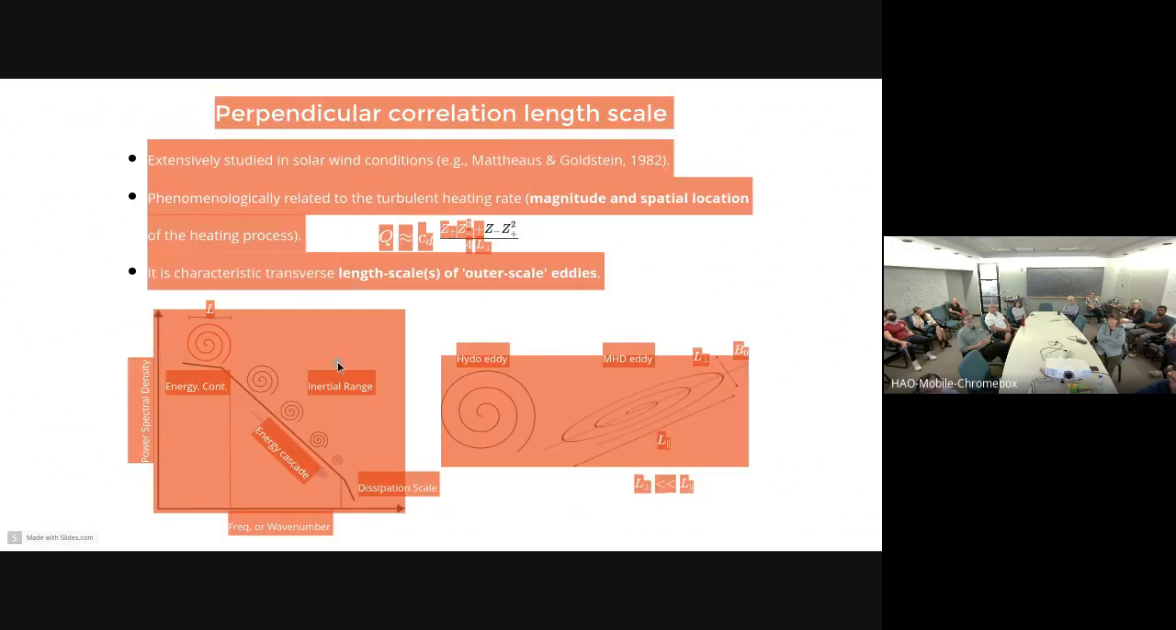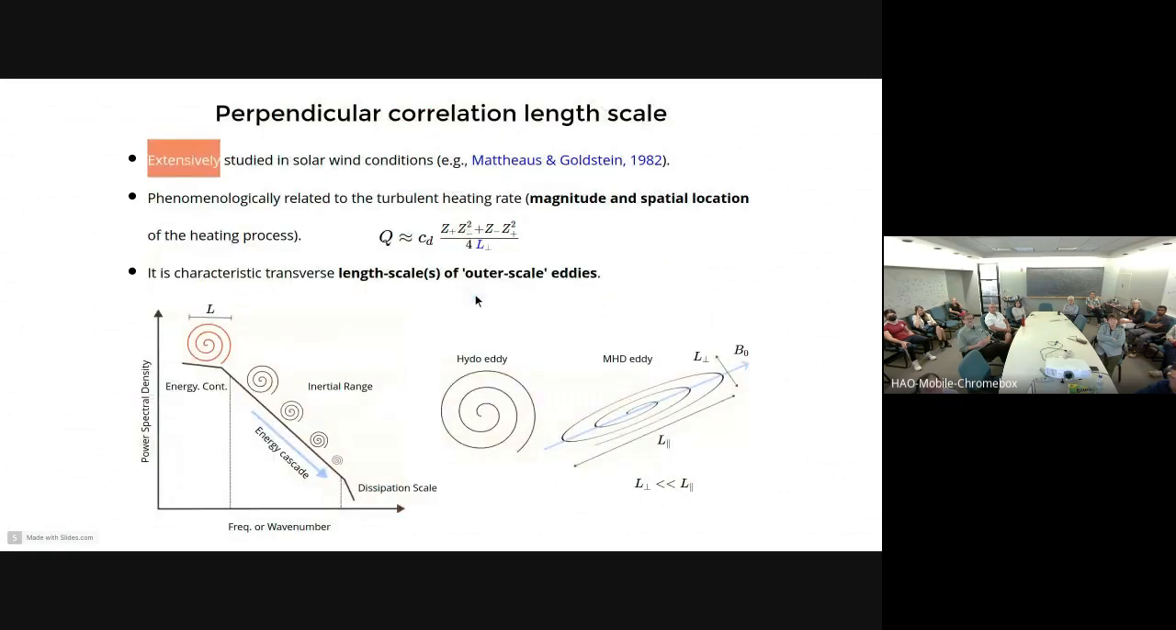If we look at a very standard diagram for the Kolmogorov turbulent spectra, then we can see that this particular region corresponds to the energy containing range. These large-scale eddies which hold the energy up here eventually decay into smaller eddies, break down into the subsequent range, and eventually reach the dissipation scale where the actual heating takes place.